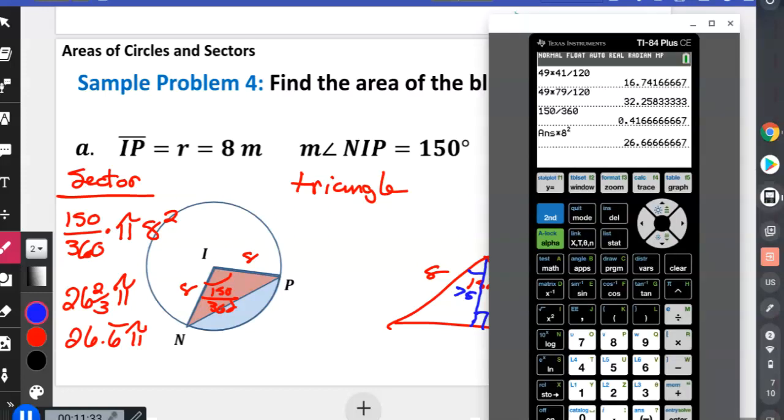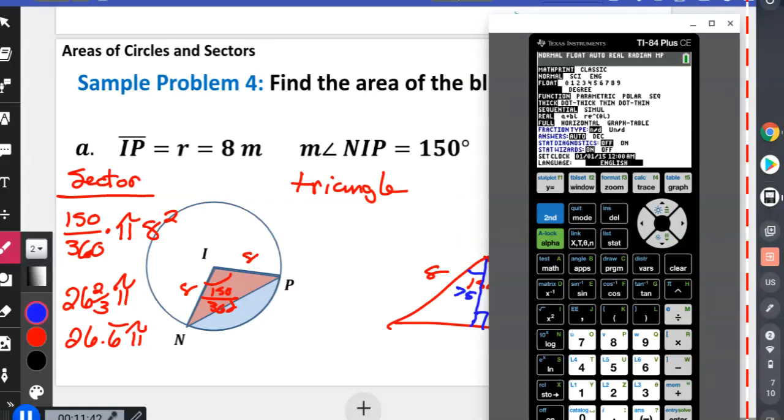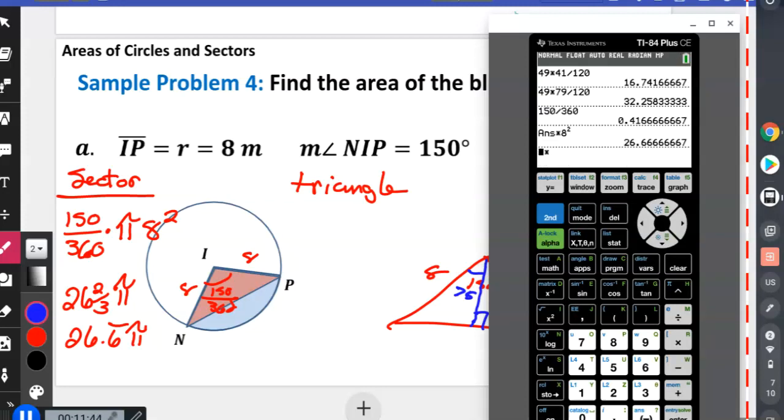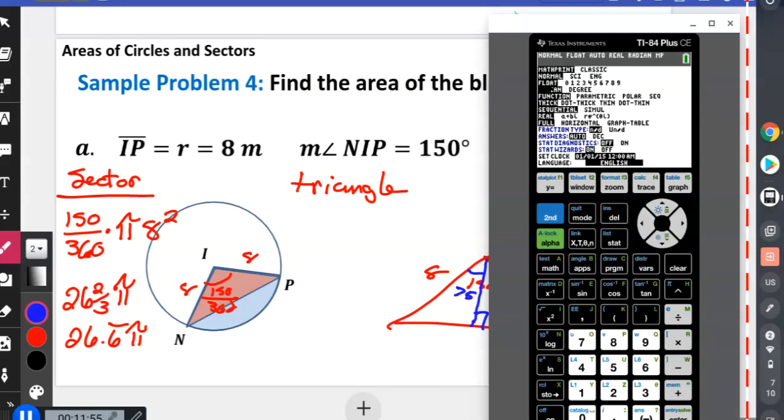Alright, so I'm going to do 8 times sine of 75. I'm not in the right mode. Degree mode. 8 times sine of 75. Still in radian mode somehow.